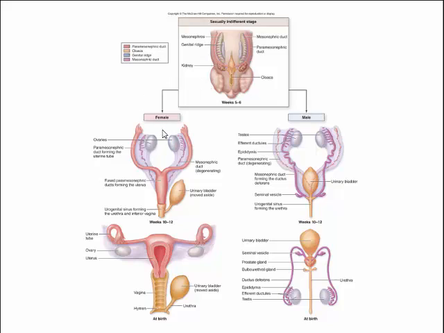In the female, by contrast, the paramesonephric ducts persist and the mesonephric ducts deteriorate. The genital ridges on each side differentiate into ovaries. The paramesonephric ducts merge to form the uterus, and the uterus connects to the urogenital sinus, which will further develop into the vagina and the urethra.